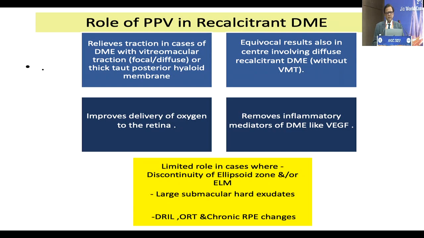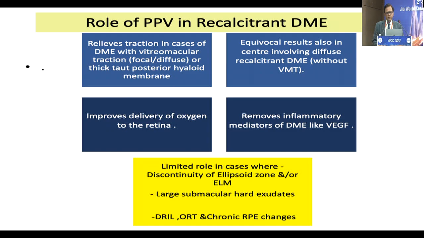But of course, by removing the ERM, and also if you're removing the scaffold, then you increase the delivery of oxygen to the retina. This has been shown in previous studies, and also the inflammatory mediators of DME like VEGF. But VEGF is not the only mediator. There are a lot of other angiogenic mediators.